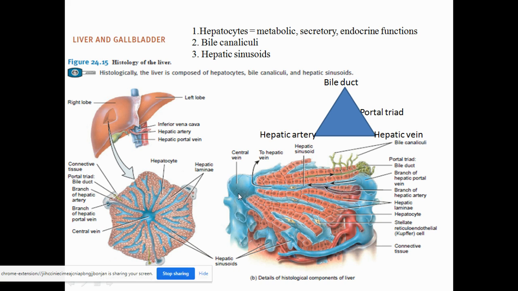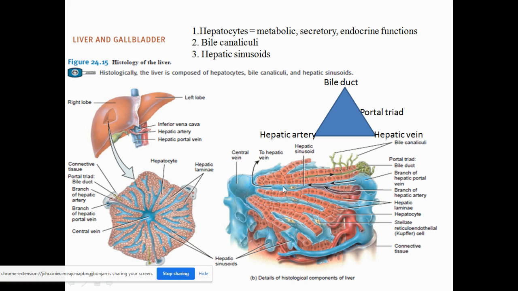Hepatic sinusoids are the blood capillaries which are present in between the hepatocytes. They receive oxygenated blood. From where? From the hepatic artery. You can see the hepatic artery here, and this is one of the branches of the hepatic artery. So they receive oxygenated blood from the hepatic artery.